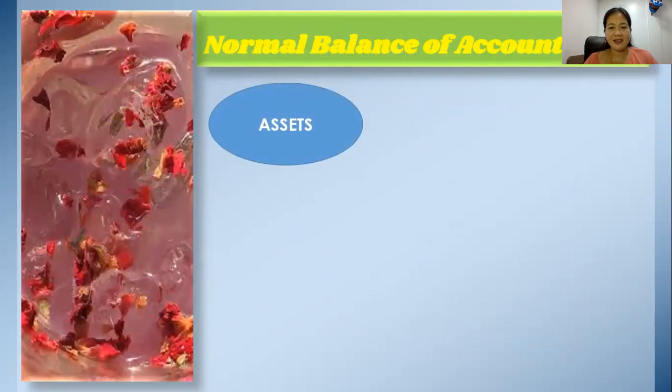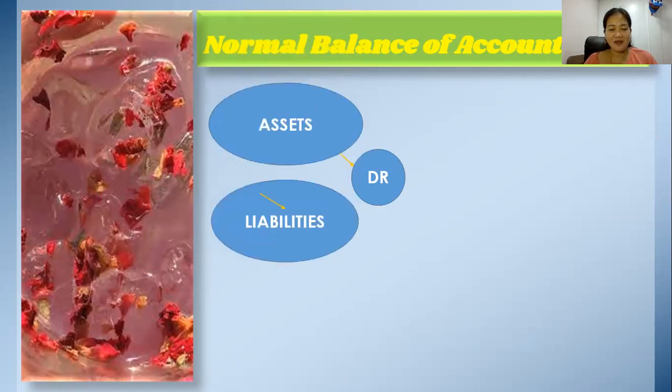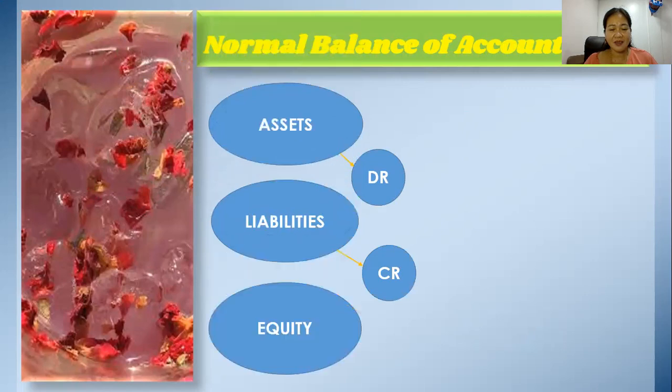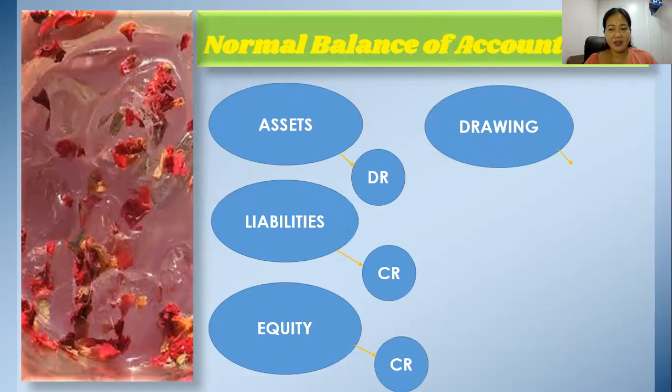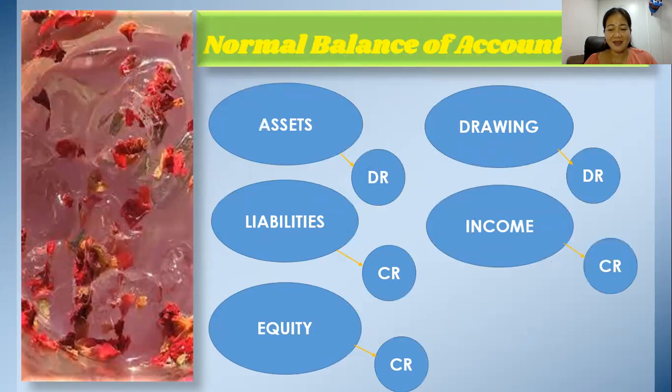Next, we'll have the normal balance of accounts. So we will recall we have assets, liabilities, equity, drawing, income, and expenses account. So for assets, we have debit. So all assets are having debit balances, asset accounts. Then liabilities, we have credit. Equity, we have credit. Drawing, we have debit. Income has a credit balance. And expenses has a debit balance.